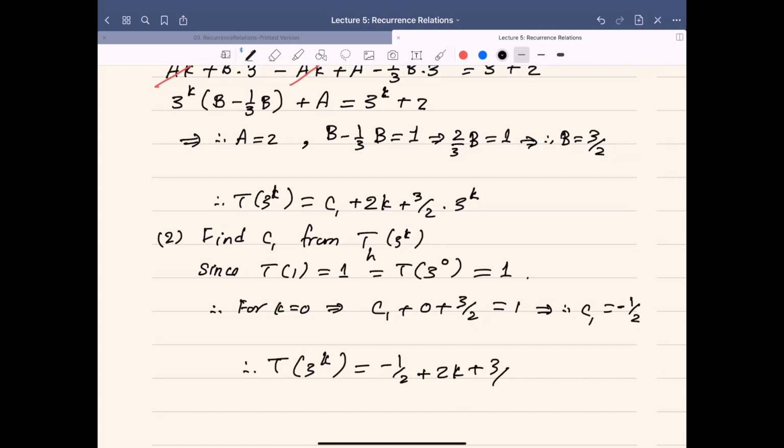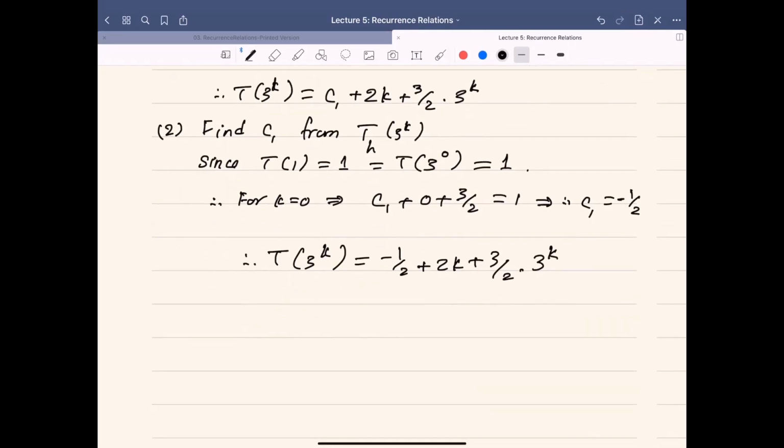So the equation we will have is that T(3^k) is equal to minus half plus 2k plus 3 over 2 times 3 raised to power k. Now we need to do the last step here: find T(3^k) in terms of T(n).